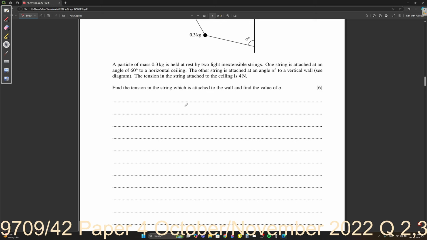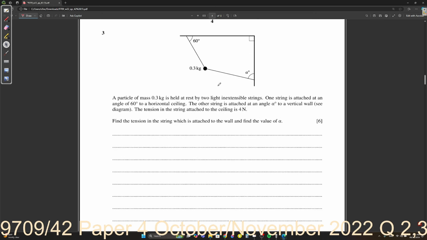A particle of mass 0.3 kilograms is held at rest by 2 light inextensible strings. One string is attached at an angle of 60, and the other string is attached at an angle alpha. The tension in the string attached to the ceiling is 4, so this one is 4 newtons. Find the tension in this string and find alpha.